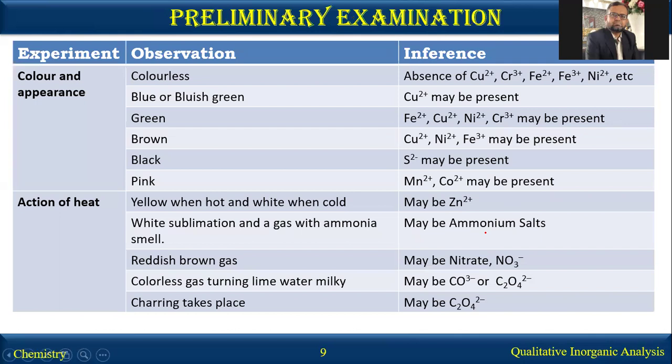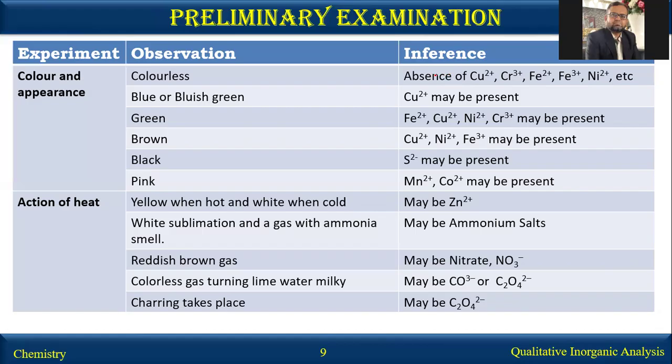Now, the preliminary examination. When the salt is given to you, then you can perform some preliminary examination. One of them is the color and the appearance. If the compound is colorless, it shows the absence of transition metal ions, for example, copper, chromium, iron 2 ion, that is also called ferrous, Fe3 ion, that is called ferric, iron 3 ion, and nickel ion. These all give certain colors. So it shows the absence.